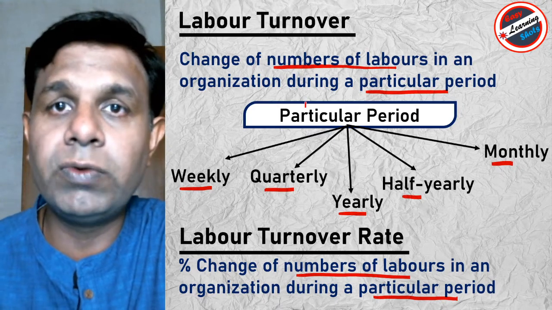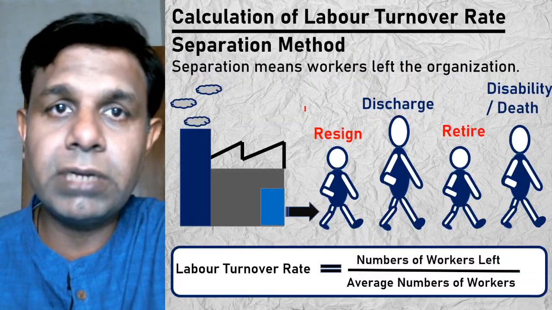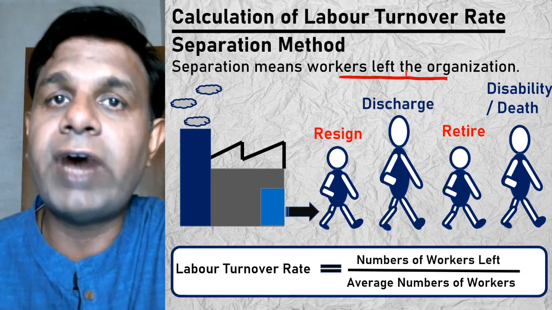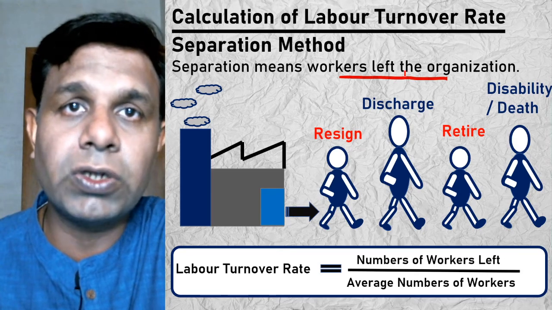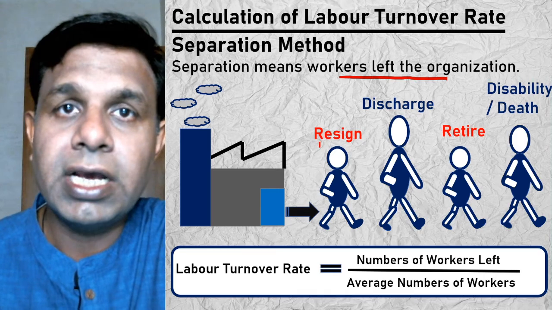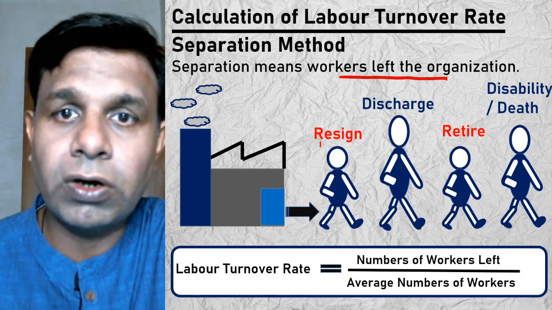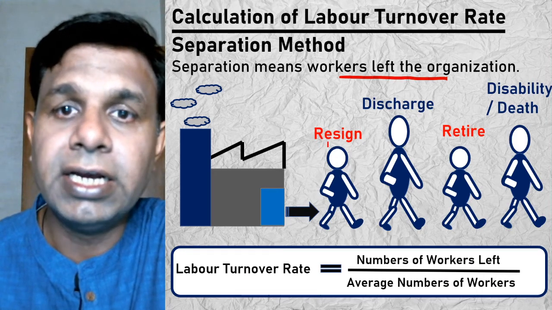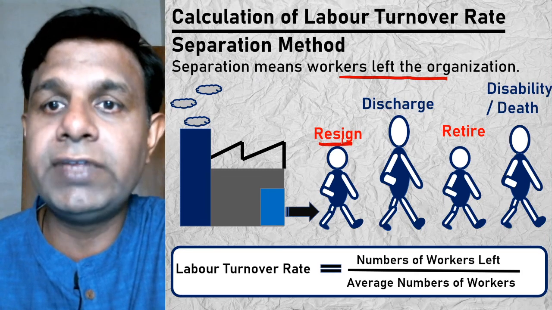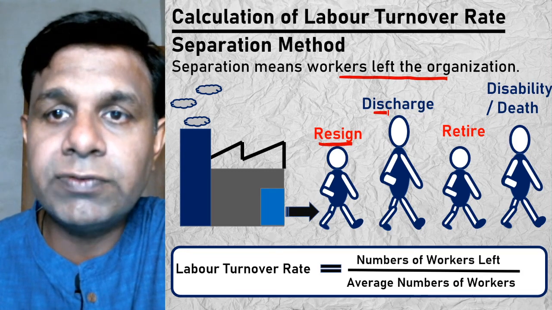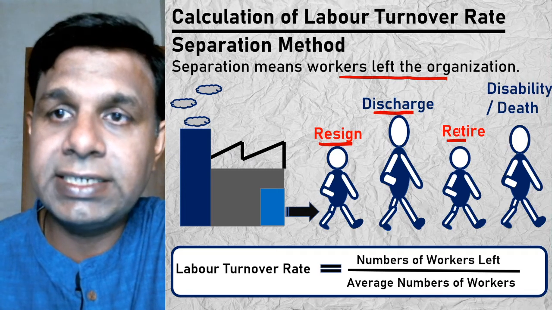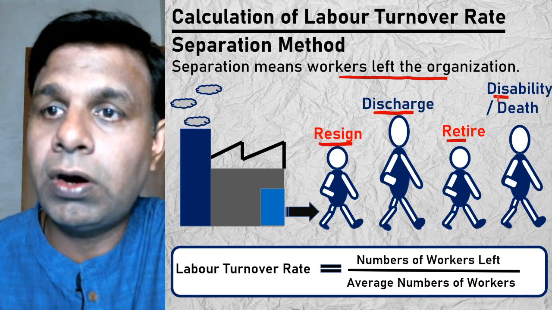Now first we calculate labor turnover rate by separation method. Separation means workers left the organization. Now why does any worker leave an organization or company? The reason may be that workers are not satisfied with the company's policies or tasks, or they are not satisfied with their salary. That's why they resign from their job. Another reason is the company is not satisfied with the workers, so they discharge workers from their duties. Workers may retire, or due to some accident workers become disabled, or due to death.